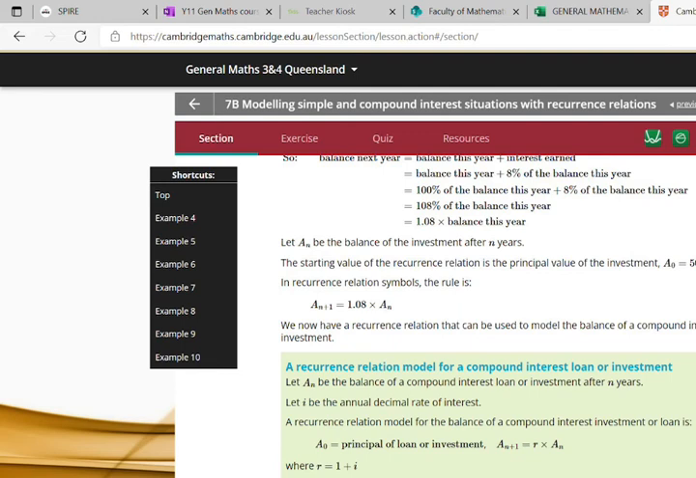Darren borrows $4,000 from a bank. The bank will charge him interest at the annual rate of 9.8%. Construct a recurrence relation or sequence for the value of his loan after n years. All right? So all they want is the formula, just to build the formula.